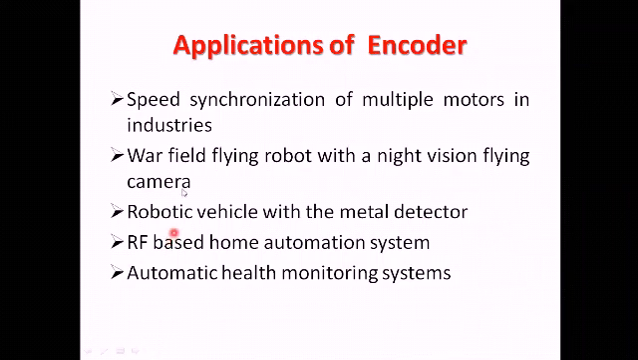That is the applications of the encoder. The applications of the encoder are speed synchronization of multiple motors in industries, warfare flying motor with a night vision flying camera, robotic vehicle with the metal detector, RF based home automation system, and automatic health monitoring systems. So these were in short the applications of the encoder. Moving to the next slide.